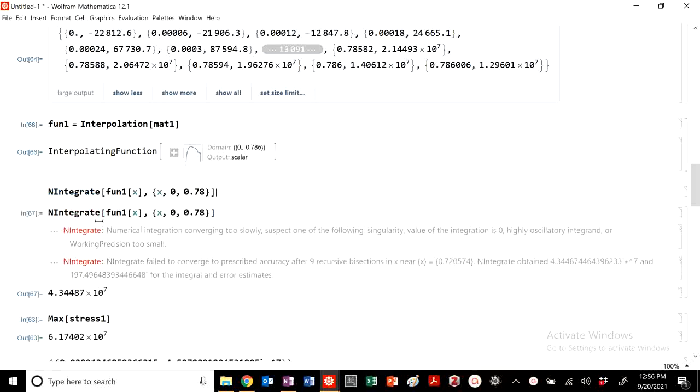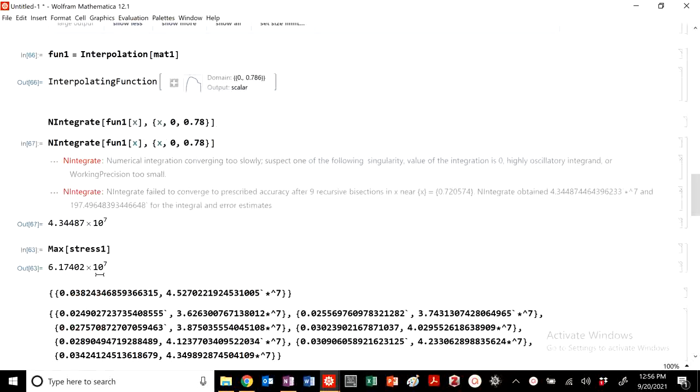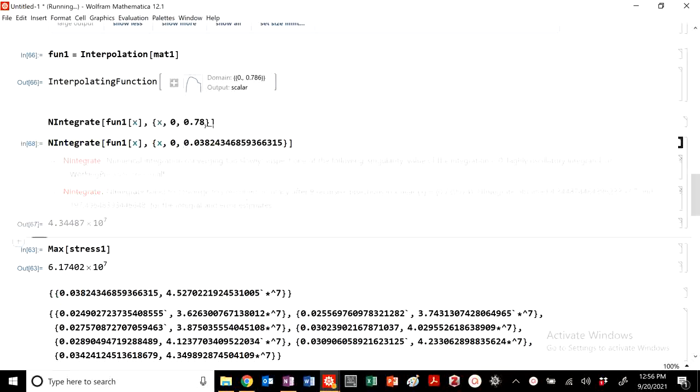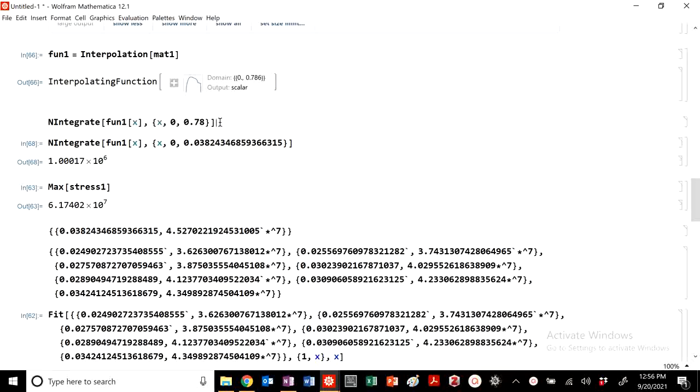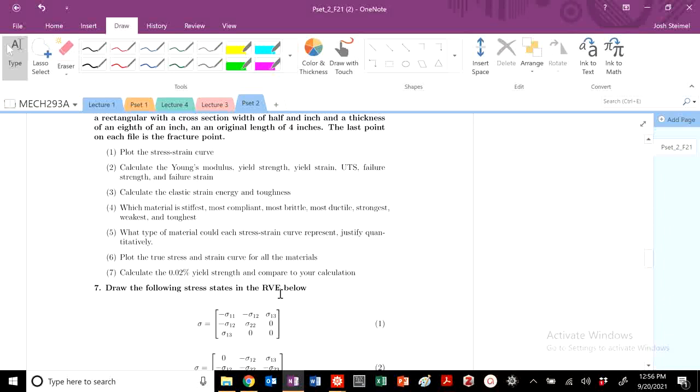But if I was to look for the elastic strain energy, I'm only going to look in the elastic regime, and unfortunately, it seems like, nope, here it is, the value here. So I could use this point here from 0 to here. Let's see if it gives me a value. You can see the values are less. So that would be my elastic strain energy per meter squared.